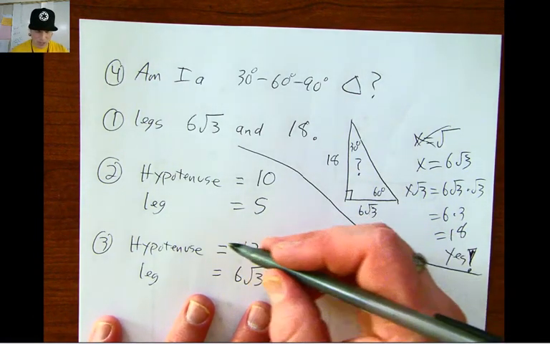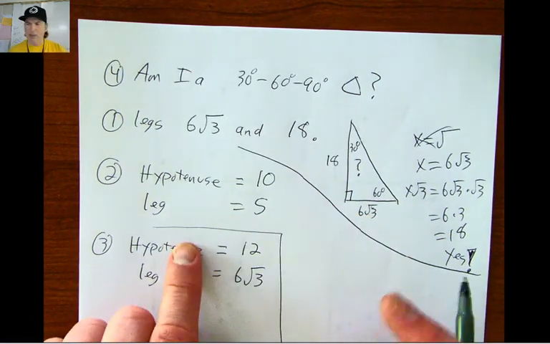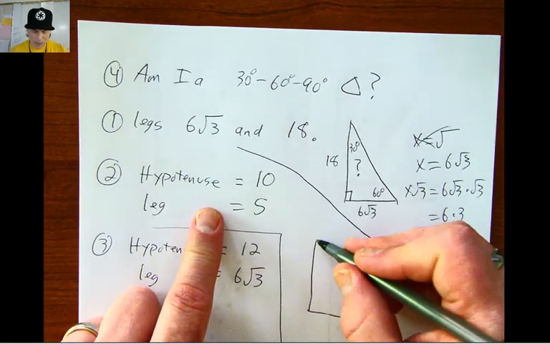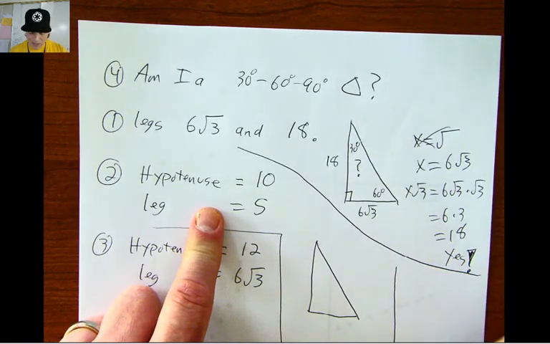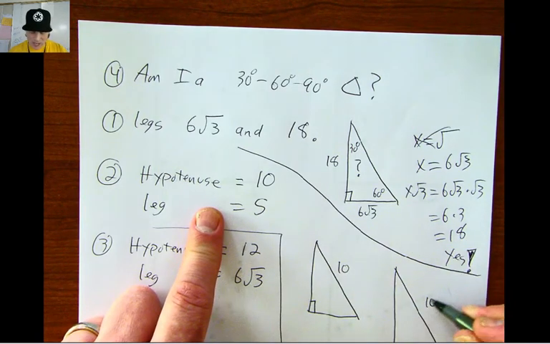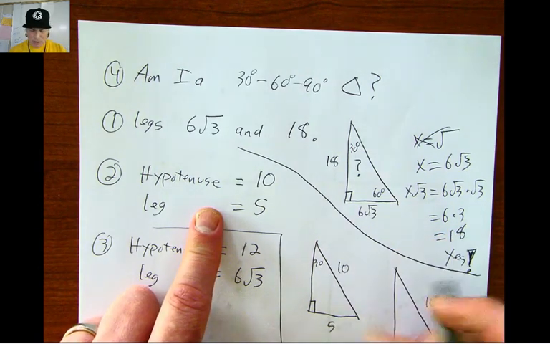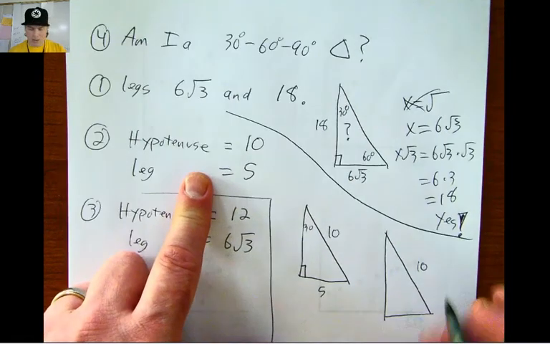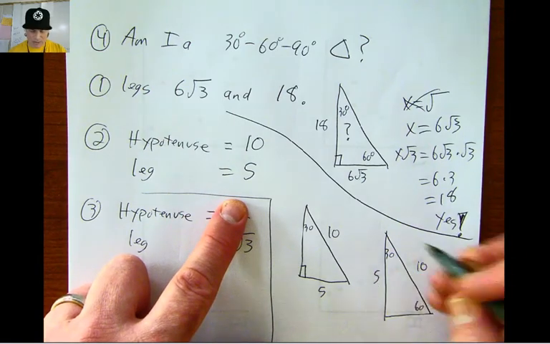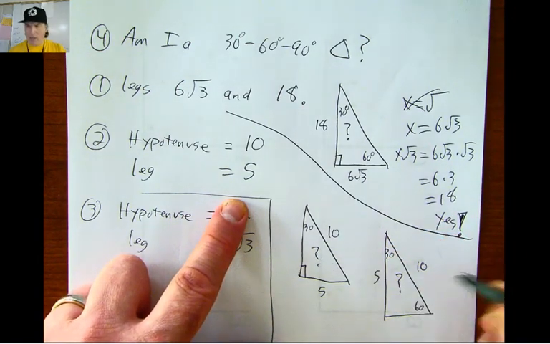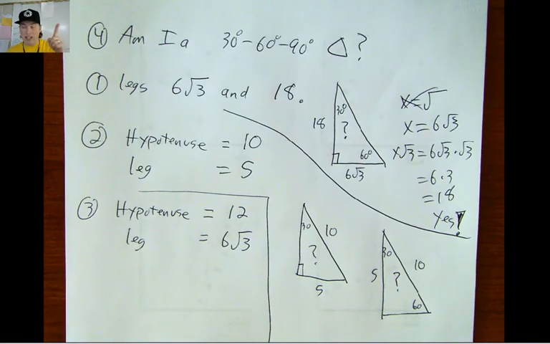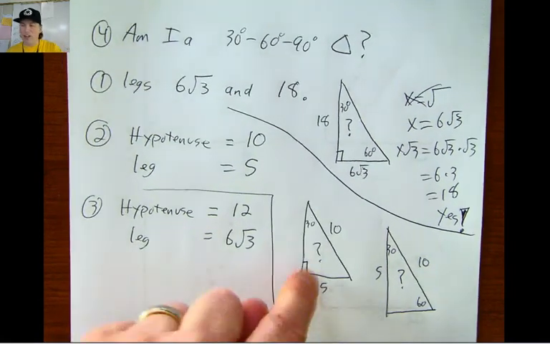Second scenario. Okay, they give me the hypotenuse, they give me the leg. Now the one thing they're not telling me is which scenario is this? Is this that this hypotenuse is 10 and the side opposite the 30 is 5? Or is it that the side opposite the 60 is 5? I kind of need to run it through both scenarios, and if either scenario is a yes, then the answer is yes.